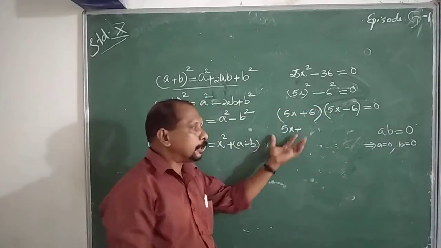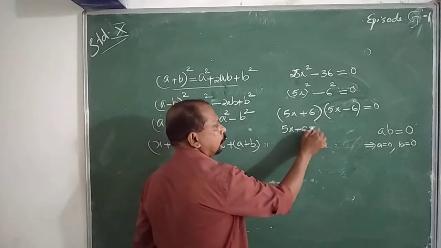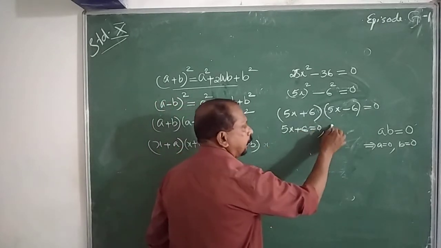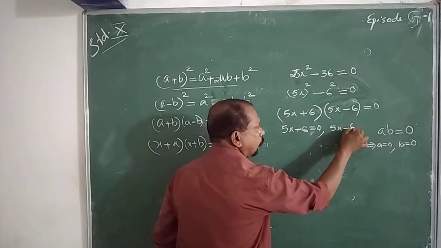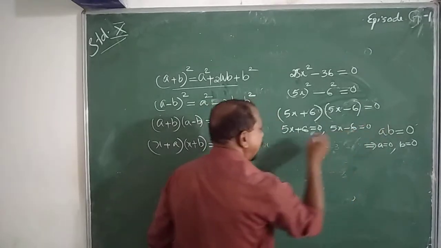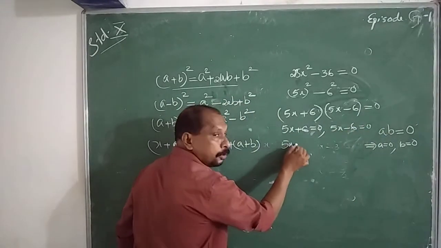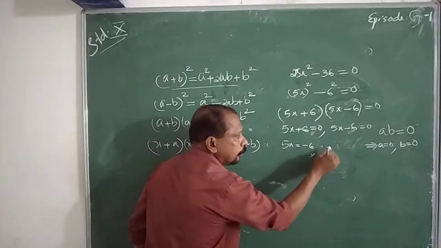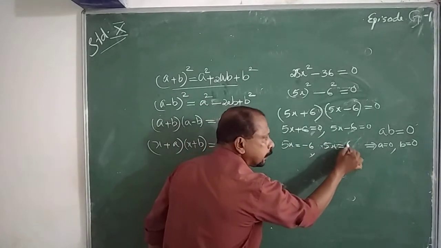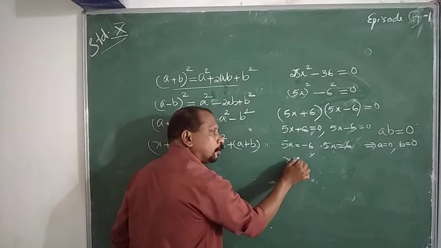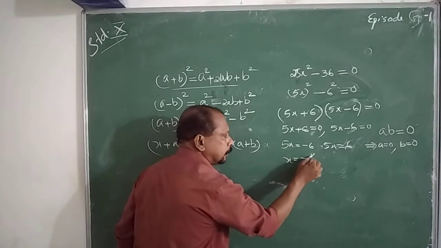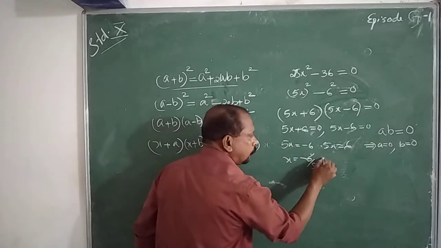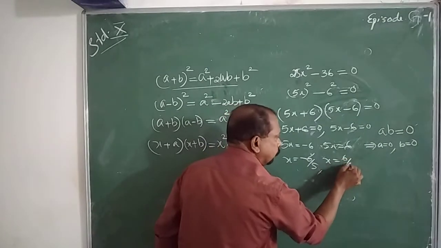Therefore, the first term is equal to 0 and the second term is equal to 0. That means 5x is equal to minus 6, and 5x is equal to 6. Therefore, x is equal to, dividing by 5, minus 6 by 5, and also x is equal to 6 by 5.